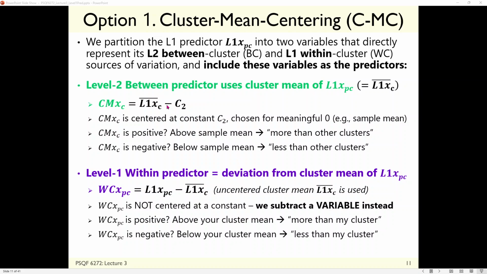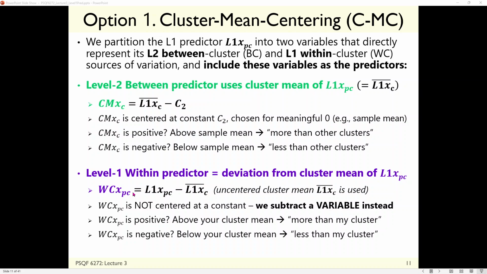So this method of centering, where I'm using the variable here at level 2 and subtracting it at level 1, renders these two new predictors completely uncorrelated. So CMX is pure level 2, within cluster X is pure level 1. If you had a third level, would the L1 XPC also then be an average from something and then go down, or how would that work? Or sorry, you have to work your way up. So you'd be like the average of your constants? Or how would that work?